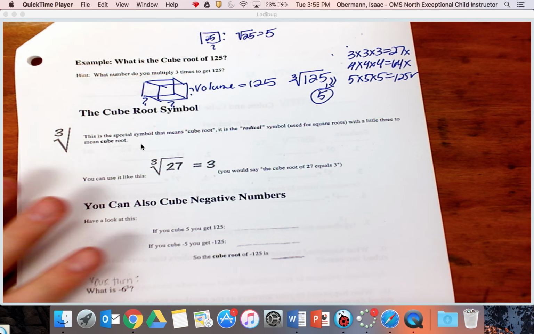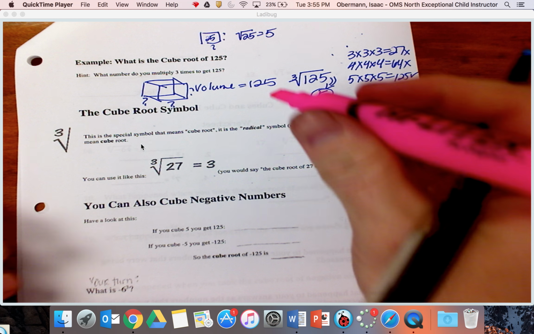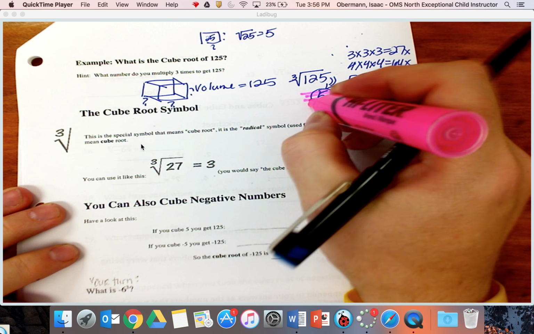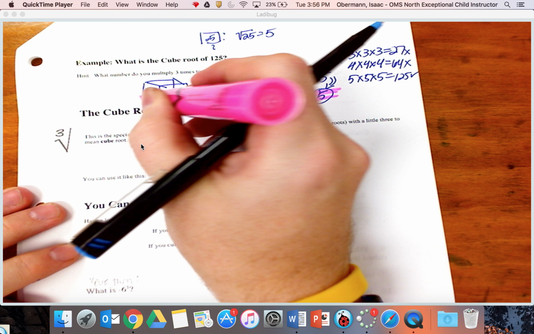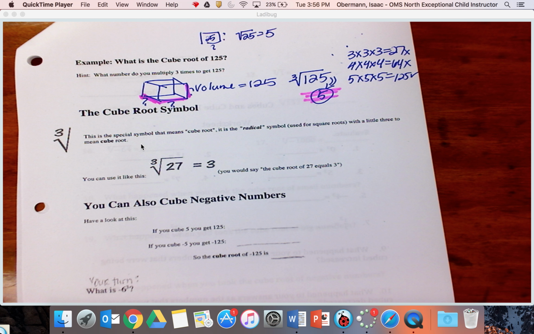So each one of those sides there would be 5. So that's the sides of here. That side and that side there would give me 5. And the volume is 125. So I took the cube root, because 5 times 5 times 5 is 125.